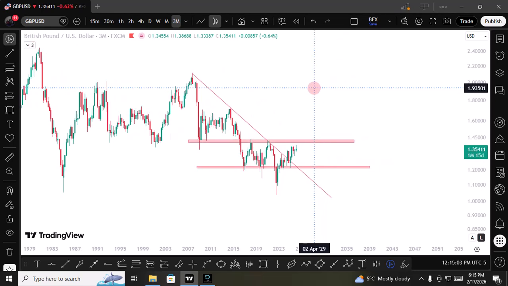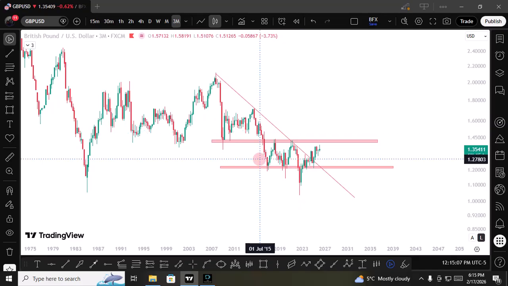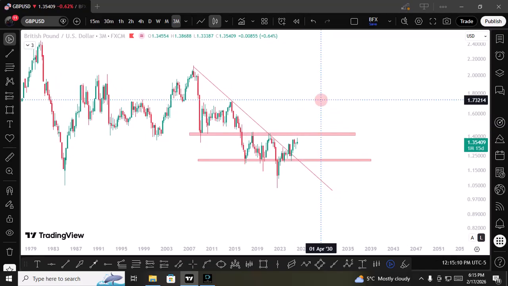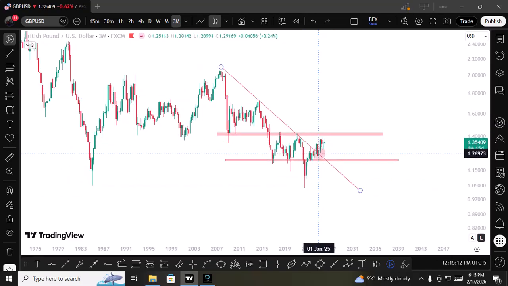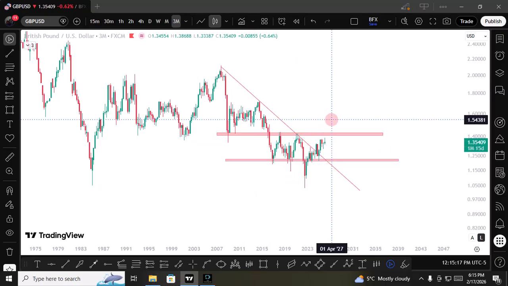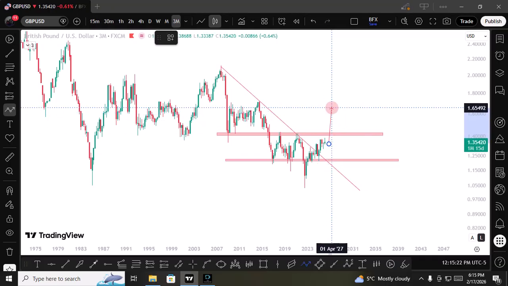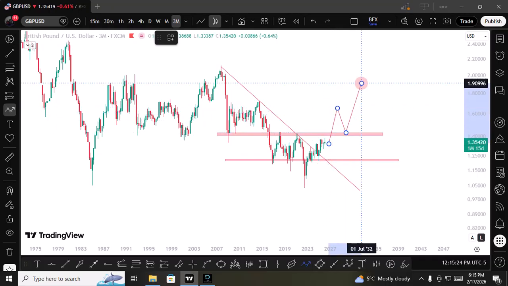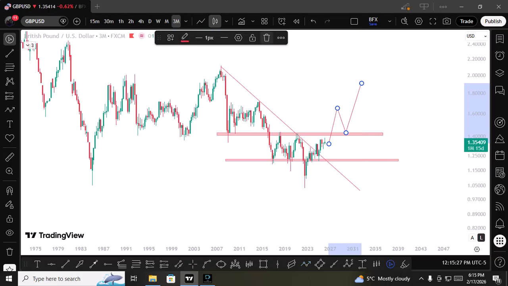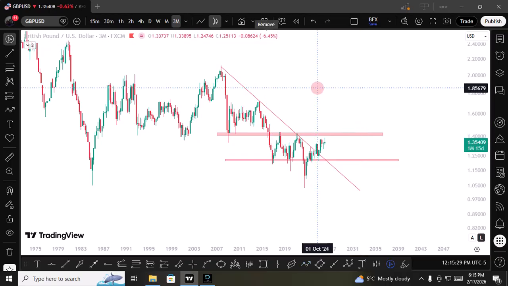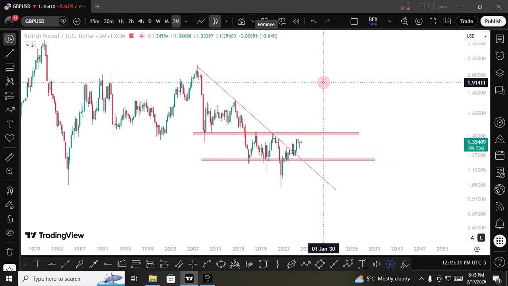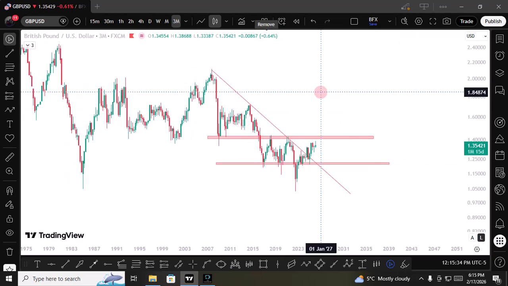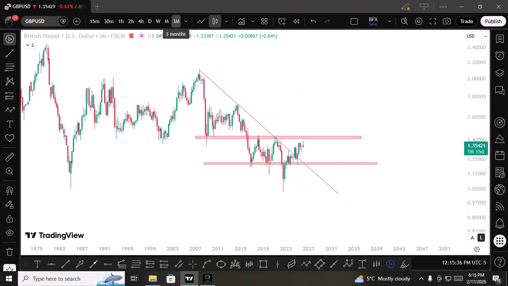Then what we need to just do here is to mark out our levels and see what price is doing. You can see that price is bullish. Price broke out of this trend line, so it needs to break above here to confirm the bullish move, like this on 3 months time frame. So this is what I'm trying to project here.